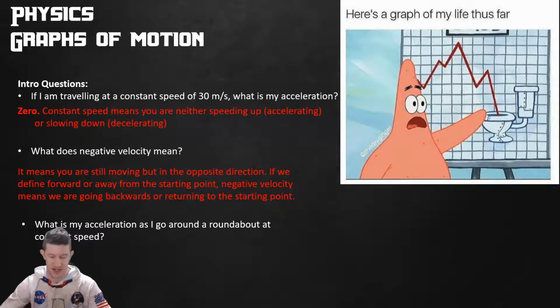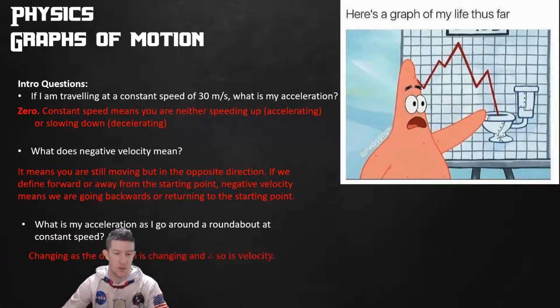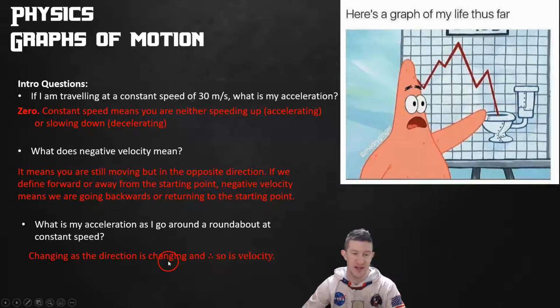And the acceleration as I go around a roundabout, well, because I'm changing direction and therefore I'm changing my velocity, I must be accelerating. Because remember, acceleration is the change in velocity over the change in time. So it doesn't have to be a change in speed. That would give you an acceleration, but it can also just be a change of direction. So technically, if you change direction, if you turn, go around a roundabout, etc., you are then accelerating.